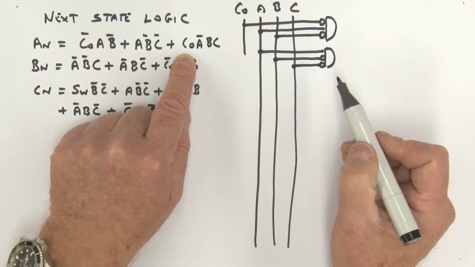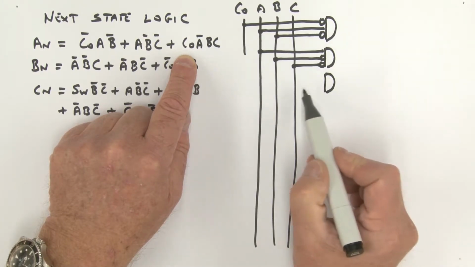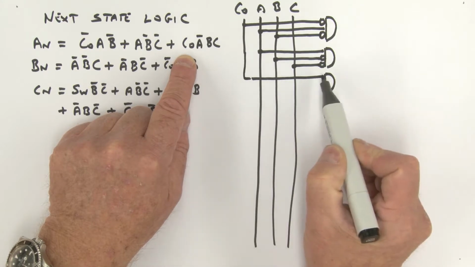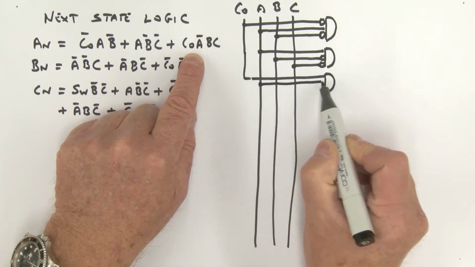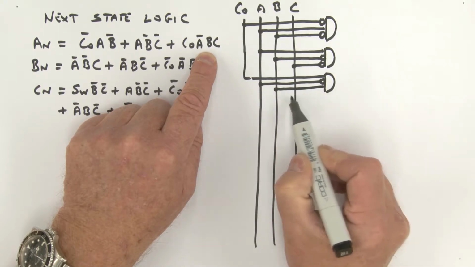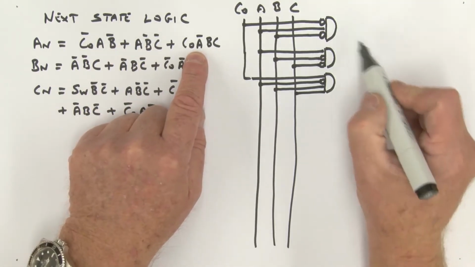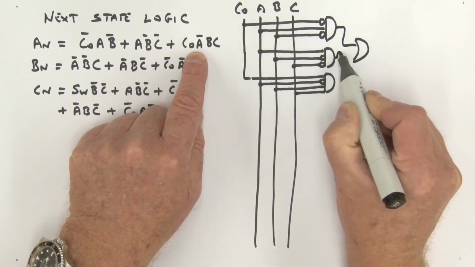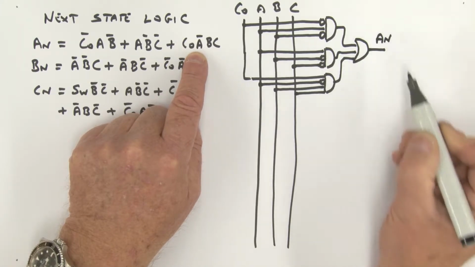All right, my last product term is this one over here. So another AND gate sitting here like this. I'm going to bring in CO, so let's grab CO and feed it in. Then I've got A bar. So here is A, I'll feed in A and bubble it to give me A bar. Then I've got B, and I've got C feeding into that AND gate. All right, so I've got my three product terms. I'm going to OR these together. So here's my OR gate, and there we have implemented AN. So there is AN.